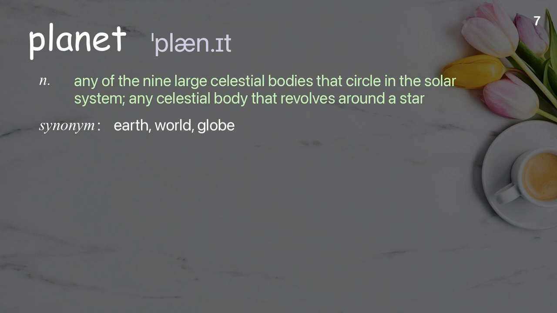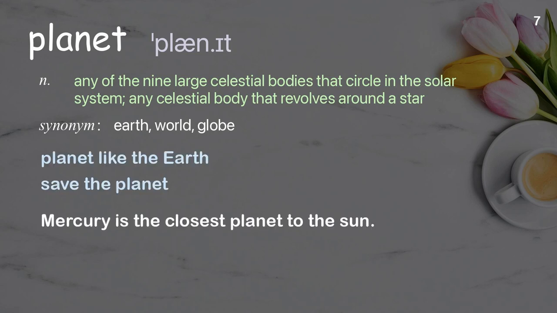Planet. Any of the nine large celestial bodies that circle in the solar system; any celestial body that revolves around a star. Examples: planet like the Earth, save the planet. Mercury is the closest planet to the Sun.